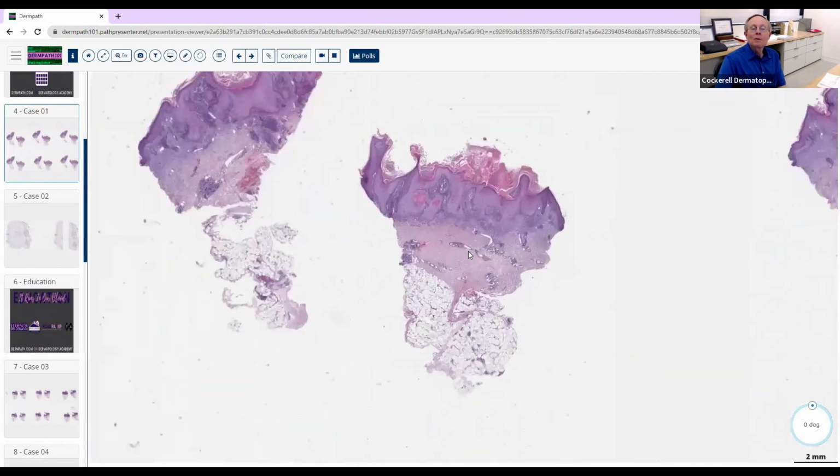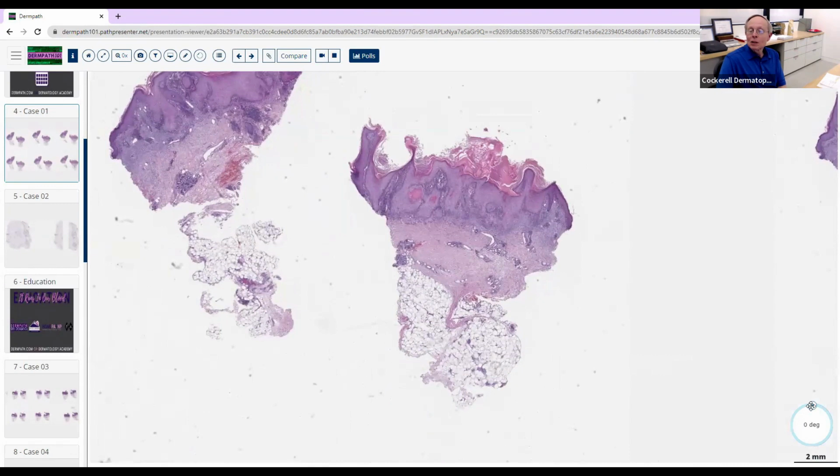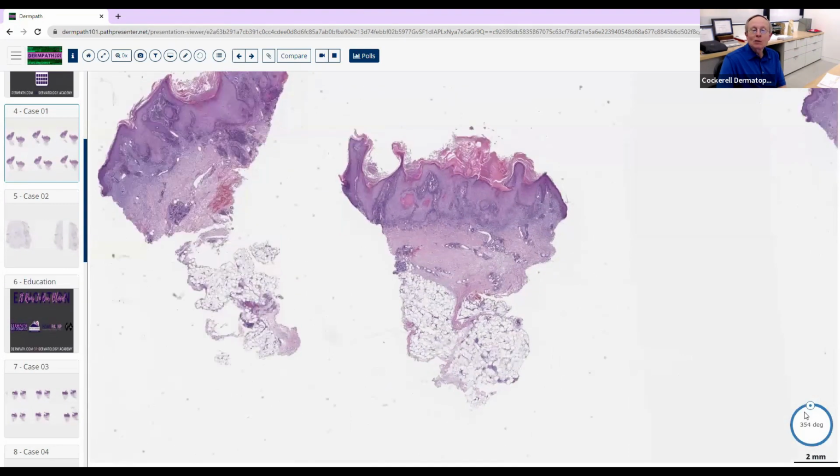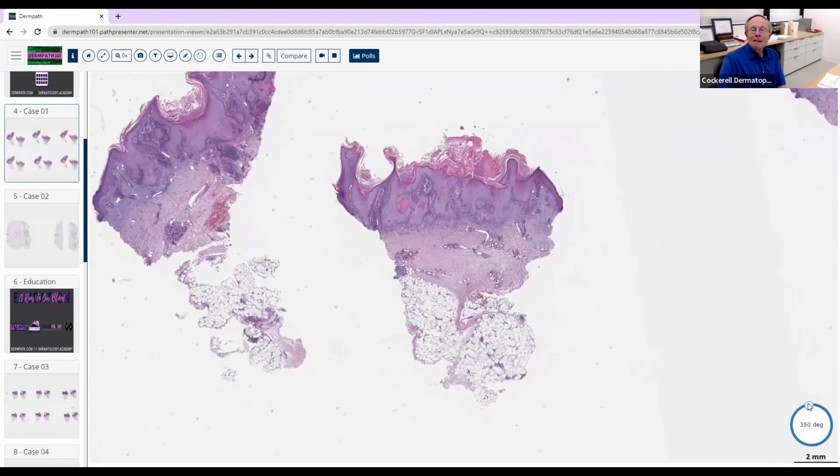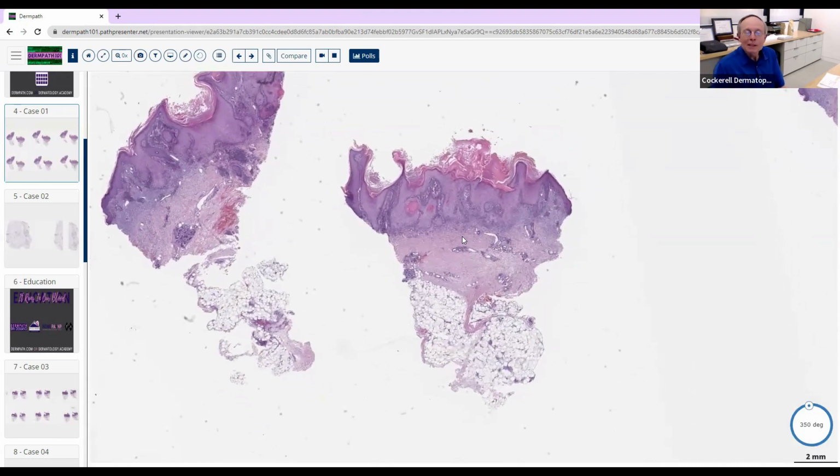So now you third years are kind of getting close to graduation and getting close to the board. So you need to make sure you feel really comfortable with derm path so you don't have any problems when you get in there. So somebody want to give this one a go?